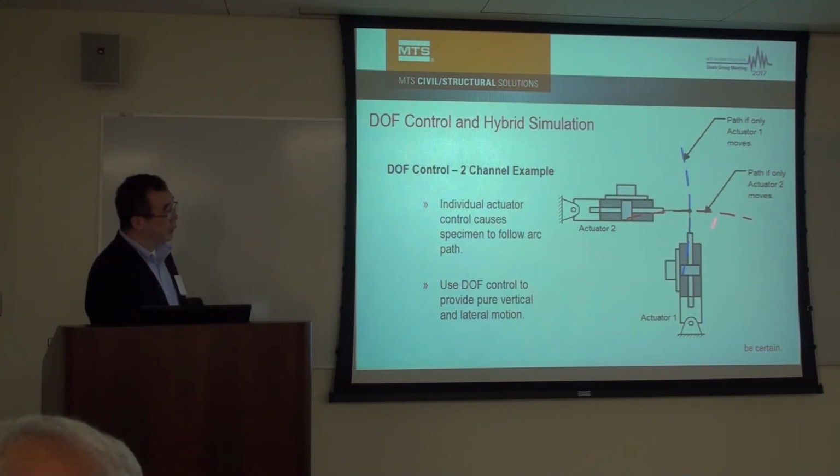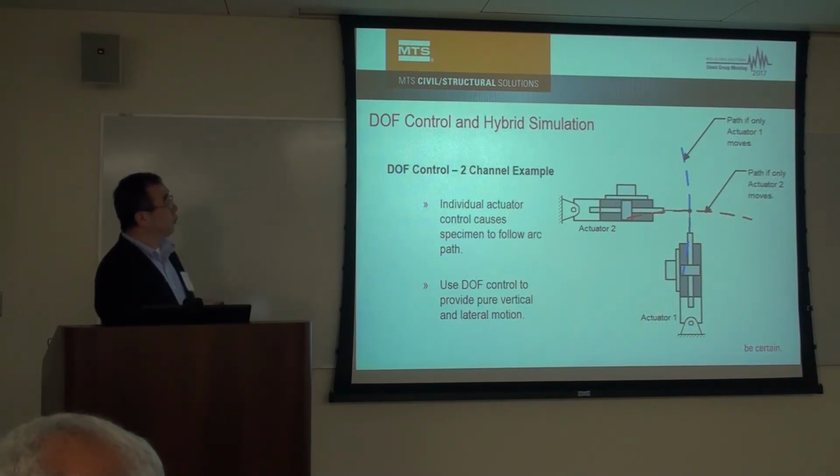So there are two actuators. If this actuator moves and this doesn't, this point goes through an arc. So it's not pure vertical, and it has some horizontal movement as well. Same thing if this actuator stays here and this actuator moves, this point goes through the same arc. So one actuator moves a two degree of freedom motion.